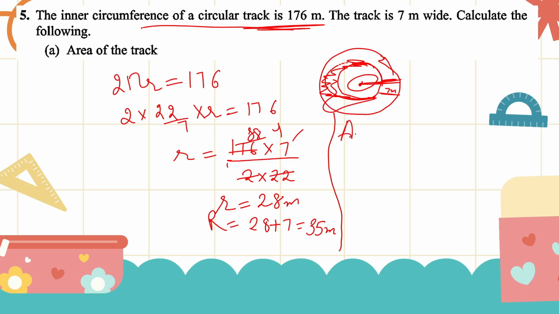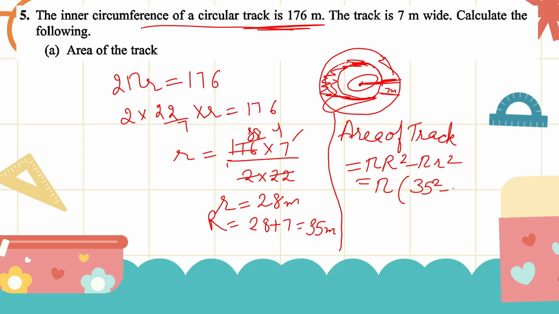So simply we will write area of track equals to area of bigger circle minus area of smaller circle. Bigger circle capital R, smaller circle small r. We can take the common pi, and r is 35 square minus 28 square.